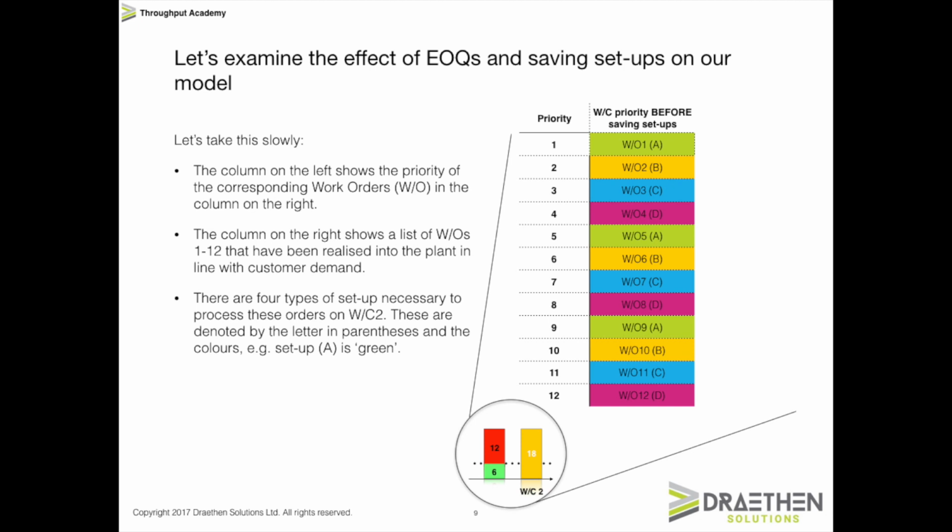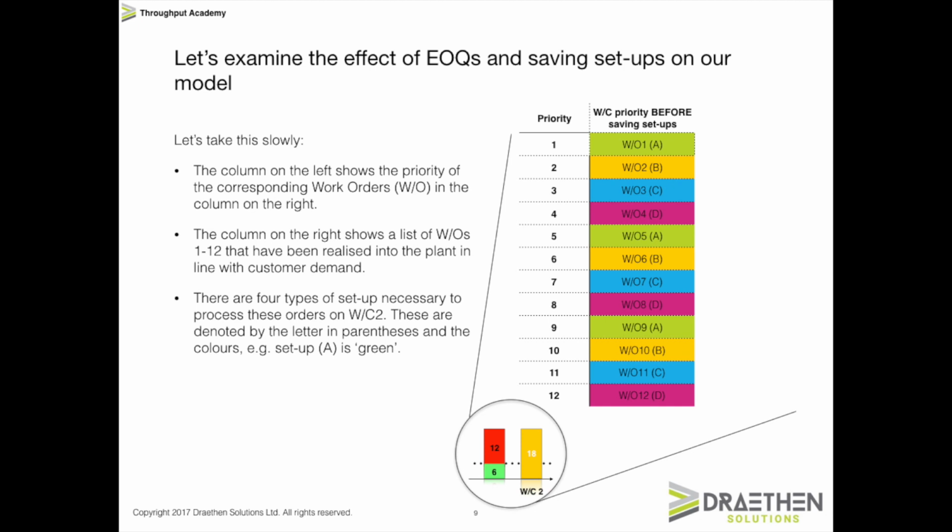So let's understand the effect of saving setups on performance in the plant. If you look on the right hand side there, you can see that there are two columns. Just imagine you're the work center operator who has this work list in front of them. On the left hand column are the priorities, so there's priority 1 through 12. And on the right hand column you can see the work center priority before saving setups. So this is the work orders arriving to you in their natural sequence, and you can see in the box you've got work order 1 at the top with setup A in the brackets there, work order 2 with setup B, work order 3 with setup C, work order 4 with setup D, and so on for 12 work orders.